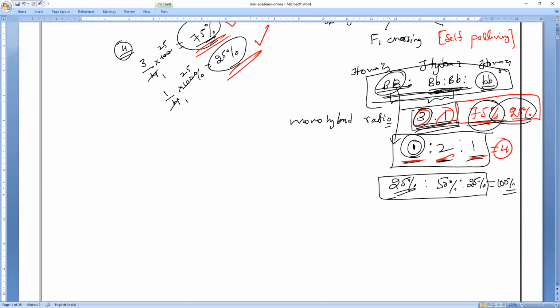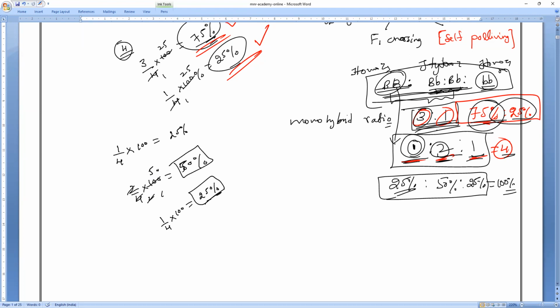We'll see that. Next, if they ask you this one, it is the same again. Total ratio is 4. So I will take 1/4 into 100. The first one will come to 25%. What next? 2/4 into 100, which is equal to 50%. The last one again 1/4 into 100, which is again 25%. So like this, you have to calculate the percentage without fail.